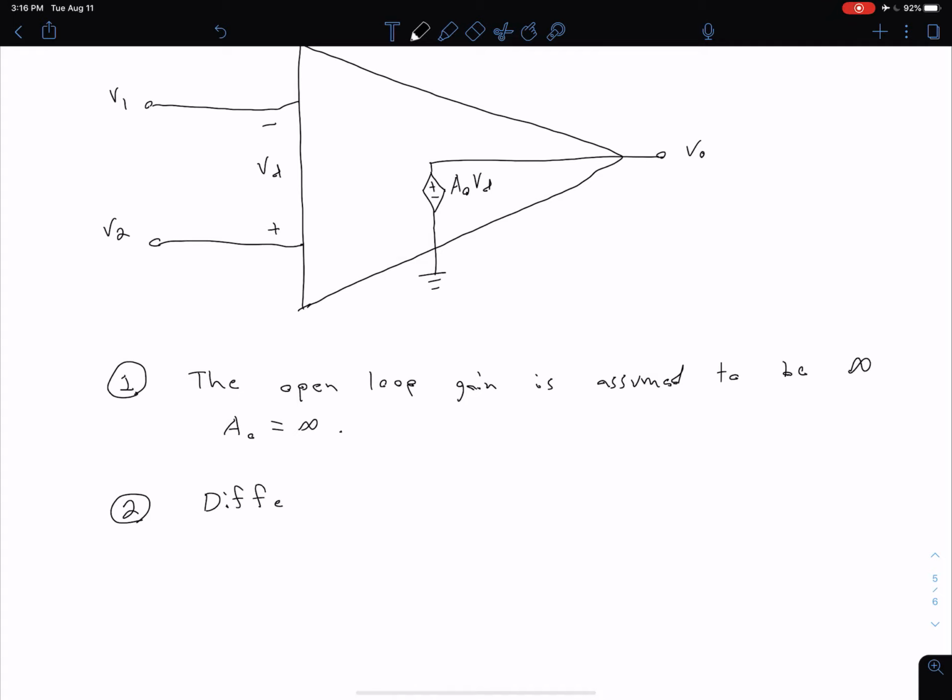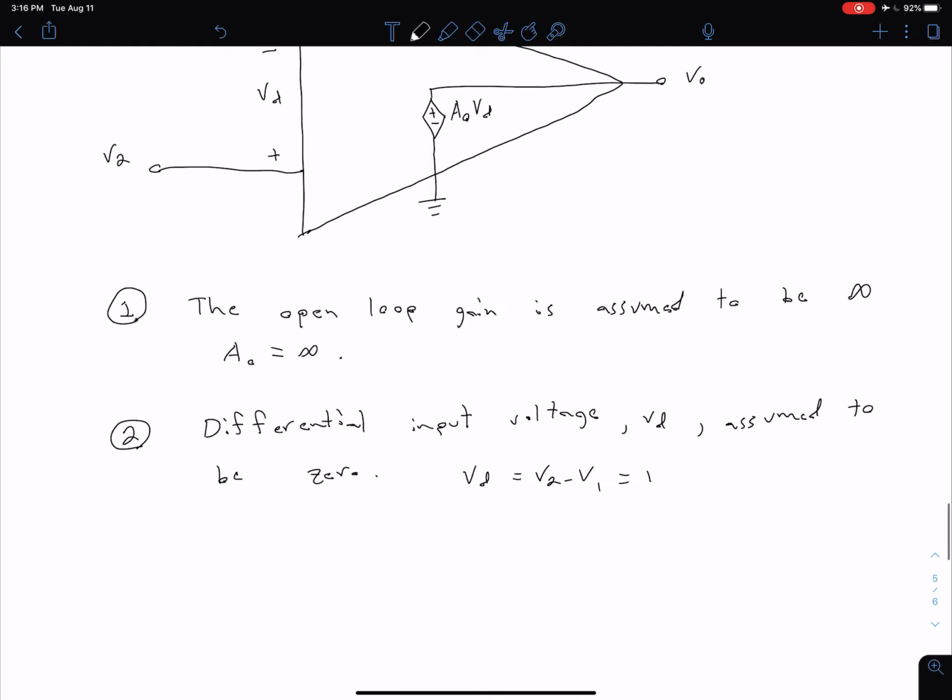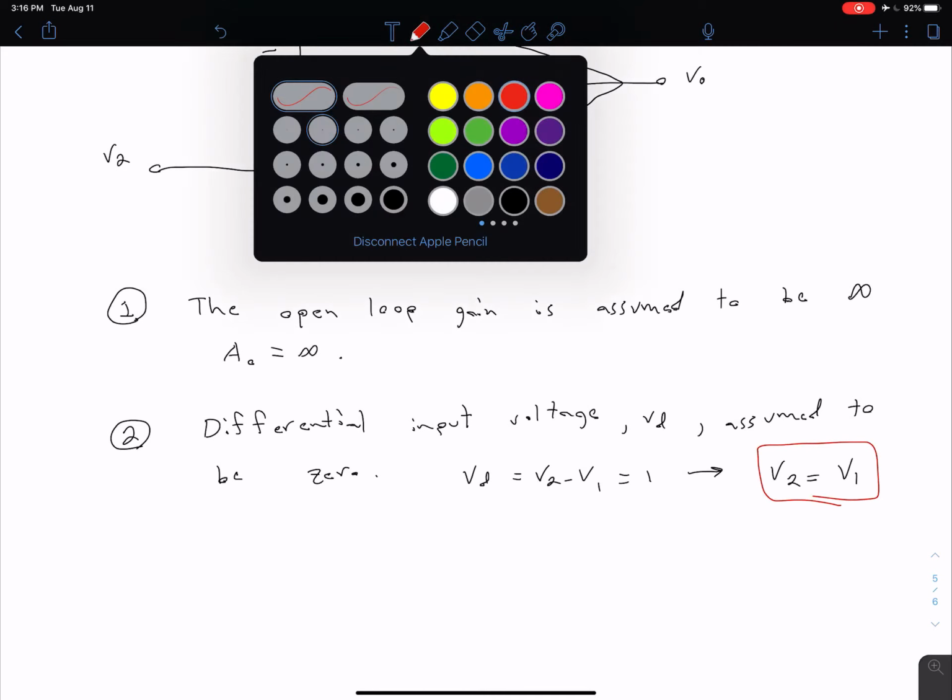So our point 2 then is this differential input voltage VD is assumed to be 0. So we can write from our previous video, we said VD is equal to V2 minus V1. So we know that that is equal to 0, which means that V2 equals V1. So let's go ahead and box that guy in, because that's going to be an important equation that we use in our analysis.